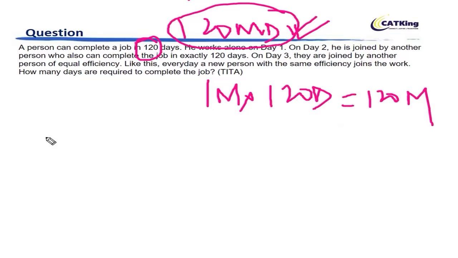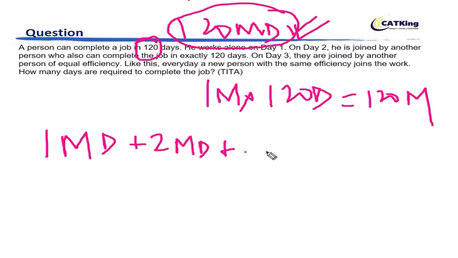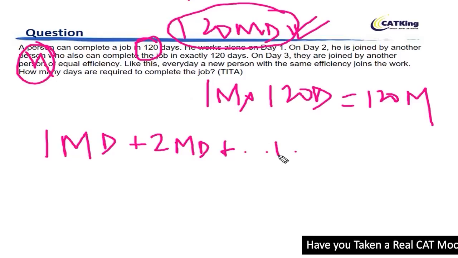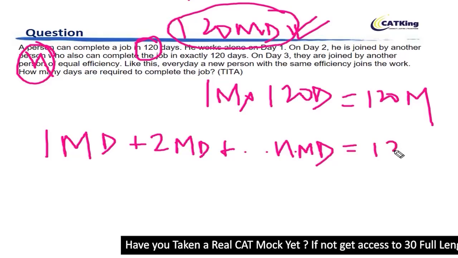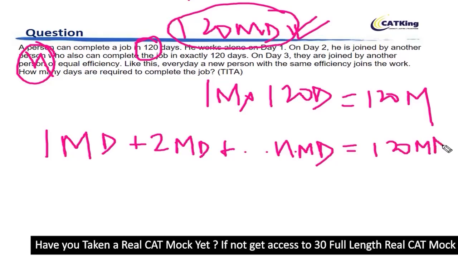Now what happens here is, first day one person is working, so 1 man day of work is done. Second day one more person joins, so 2 man days of work is done. Okay, again 3 man days, 4 man days, 5 man days, right? So going on and on till, let's say, n days, this work takes n days, so going on till n man days. This is equal to the total work, which is 120 man days.